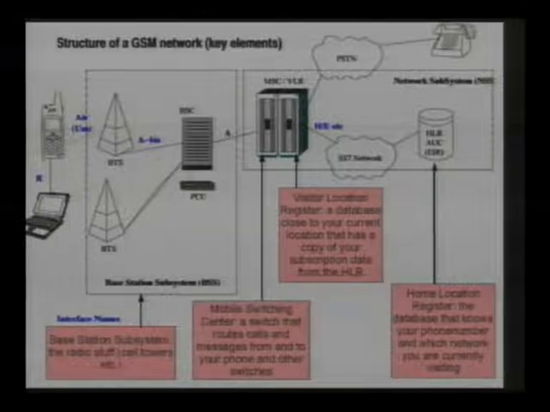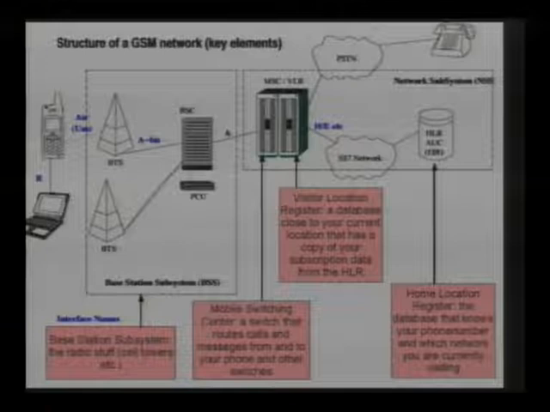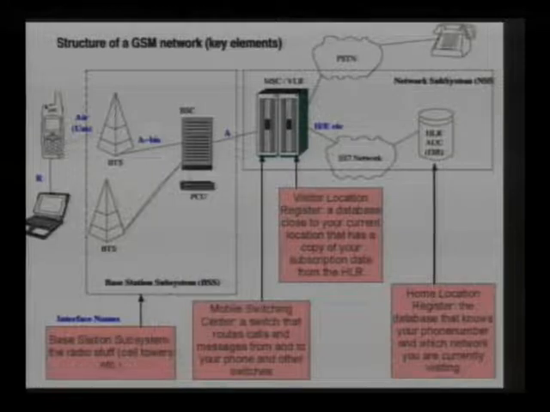Next to it, often combined with the visitor location register, is the MSC, the mobile switching center. That's basically the switch that routes your calls and messages and stuff like that. And then on the left-hand side is the base station subsystem, meaning all the radio stuff, the cell towers, base station controller, stuff like that. So the most important things you need to remember are your home database, the visitor database, which always keeps a copy of your subscription data, and the mobile switching center, the switch.